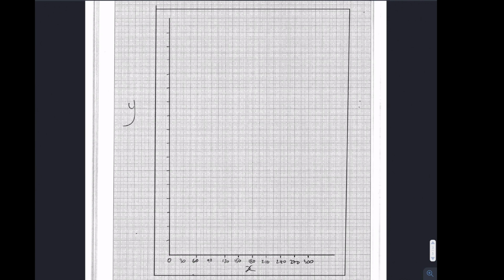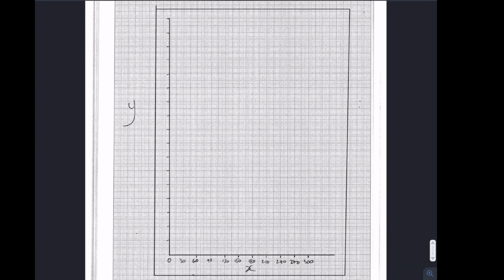16 seems reasonable. 16 is a multiple of 4. I need to be able to go up to, I don't know, 40, 42, 45. So if I say that 1, 2, 3, 4, that would be 45, wouldn't it? Okay, so that's what I will do.